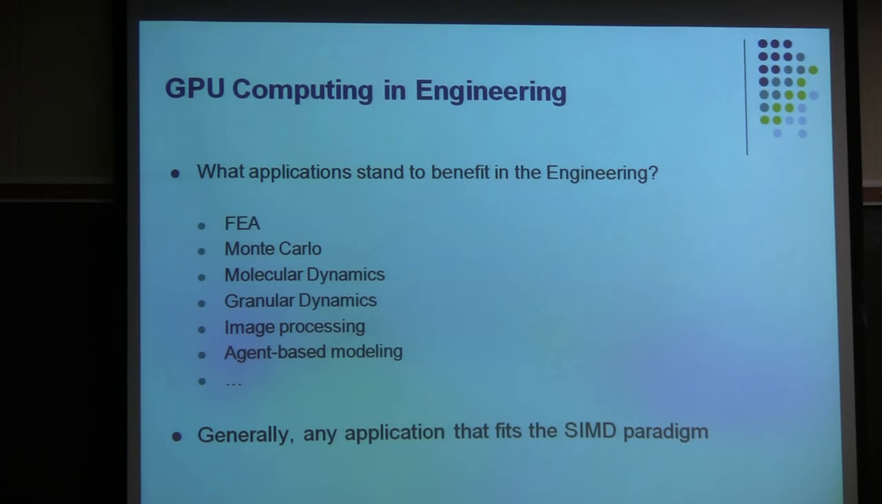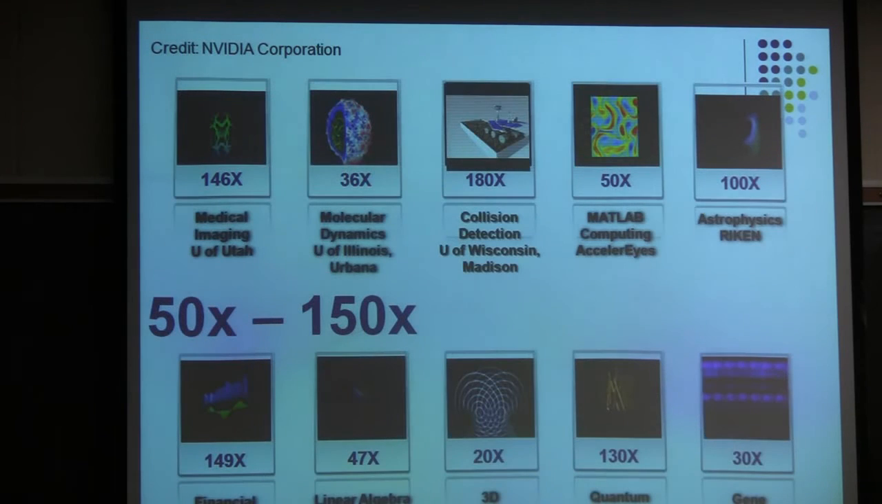So in general, if you have a piece of code that uses the single instruction multiple data paradigm, remember that example I gave you with 25,600 pictures that you want to paint? If that's the model, where you have to work on many data with the same instruction, then GPU computing is something that you want to use. Okay, some examples of speedups.